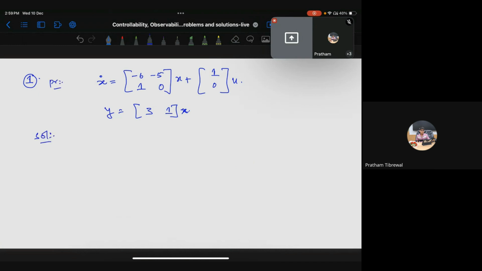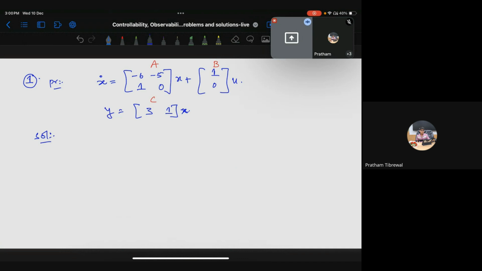Let's say a system is given: x dot is equal to [-6 -5; 1 0] x plus [1; 0] u, and y is equal to [3 1] x. We need to check the controllability and observability. So this is the A matrix, the B matrix, and the C matrix. D is 0.